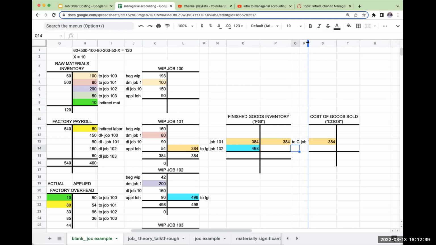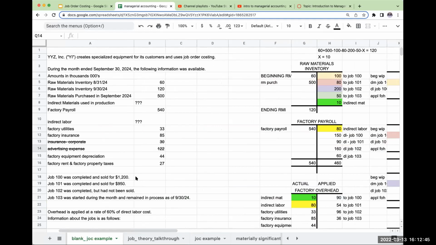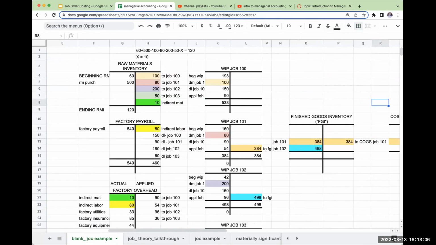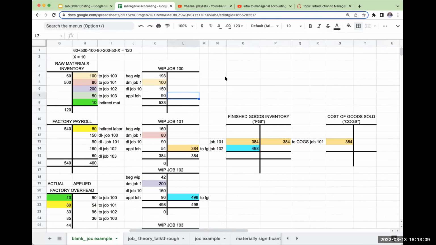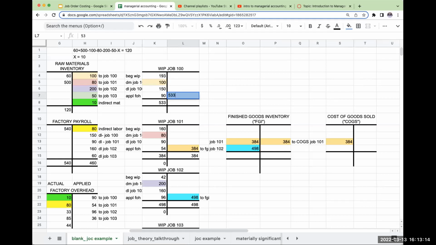Okay, now for my very last one, got to save the best for last, is job 100. For job 100, it was completed and sold for $1,200. So if it was completed and sold, I cannot leave it in the work in process account. So my total amount over here is going to be 533. I need this account, can't stay over here. It's got to go over here to cost of goods sold. So what am I going to go through and do? So I'm going to come over here. I'm going to say, all right, 533. This is now going to be at 0.